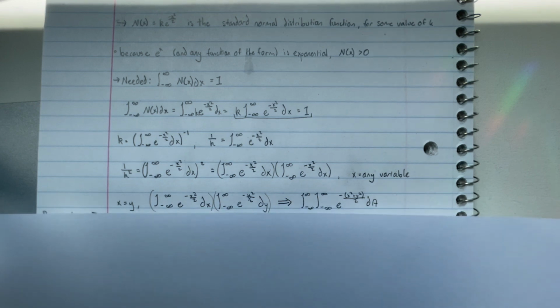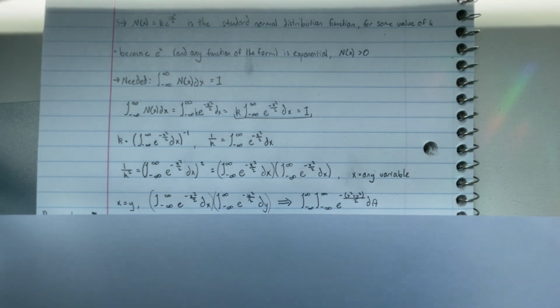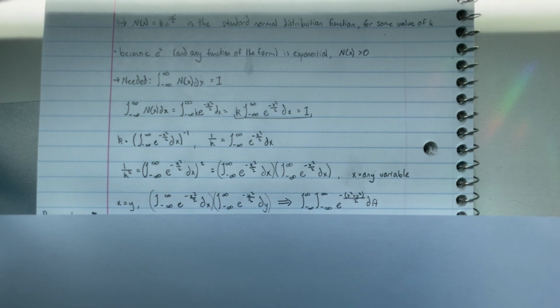As such, we can substitute x equals y into this problem for one of the x squared variables. Now we have the integral from negative infinity to infinity of e to the negative x squared over 2 dx times the integral from negative infinity to infinity of e to the negative y squared over 2 dy. This becomes a double integral, with both integrals integrating over the region of negative infinity to infinity of e to the negative x squared plus y squared over 2 dA.